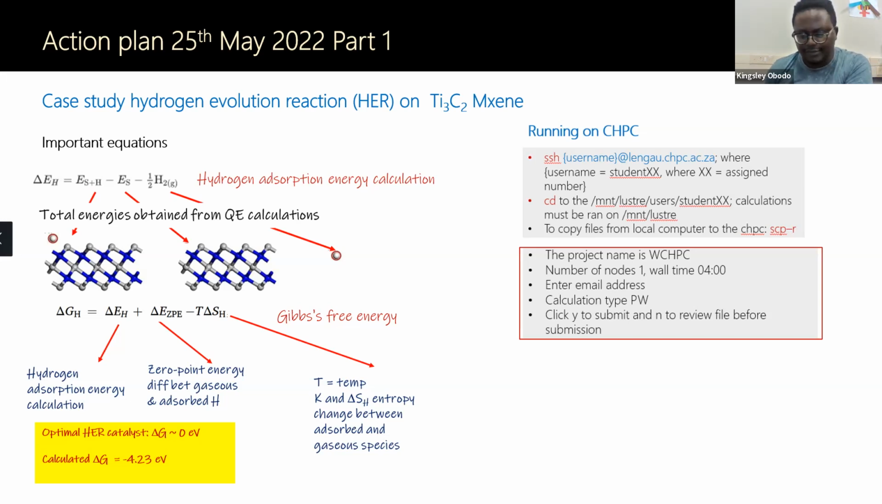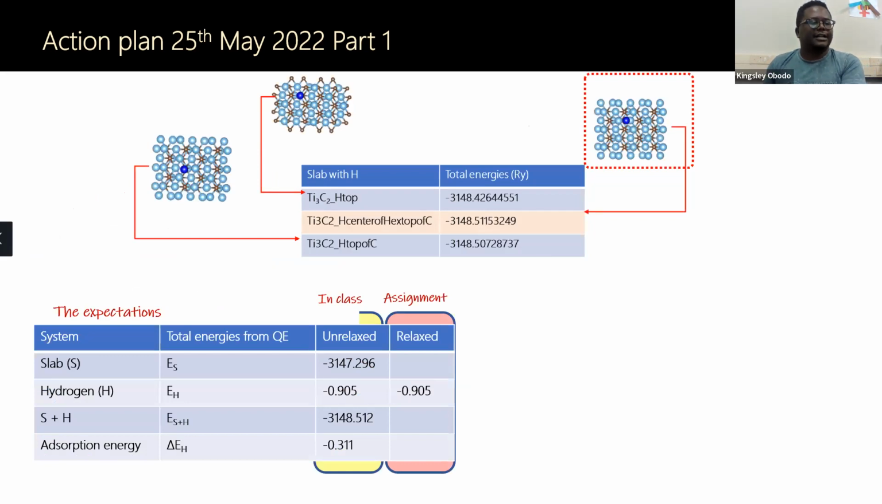However, you should remember that the system you considered last week was not yet fully relaxed or optimized. In class, you obtained the total energies that you see in the table below, the unrelaxed total energies of these systems. Going forward, as part of the assignment, you are supposed to obtain these total energies for the relaxed systems. Remember, when you are doing relaxation, you are only relaxing the atomic positions. You are not doing variable-cell calculations.